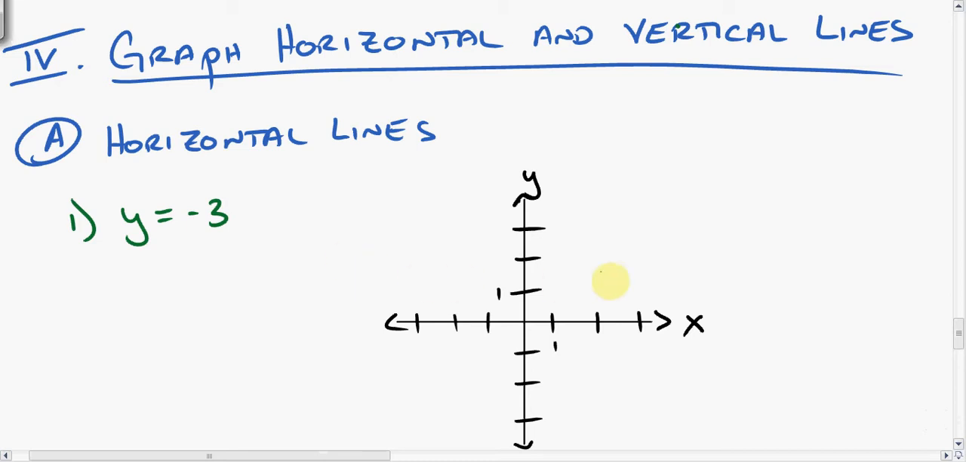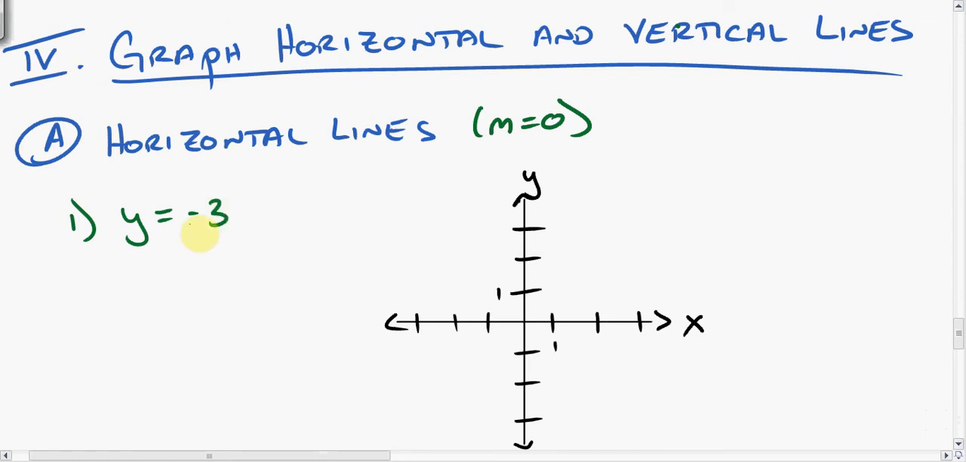Horizontal lines is where we'll start. Horizontal lines go from left to right. They're flat, so we know they have a slope of 0, so m is going to equal 0. All horizontal lines are going to have some y value, so you're going to have an equation that's y equals a value. We've got y equals -3, the most basic type of equation for horizontal lines.